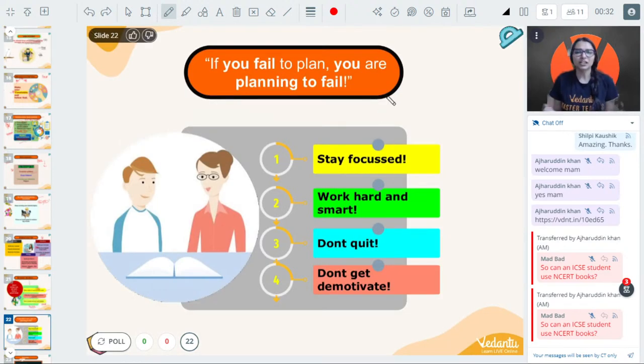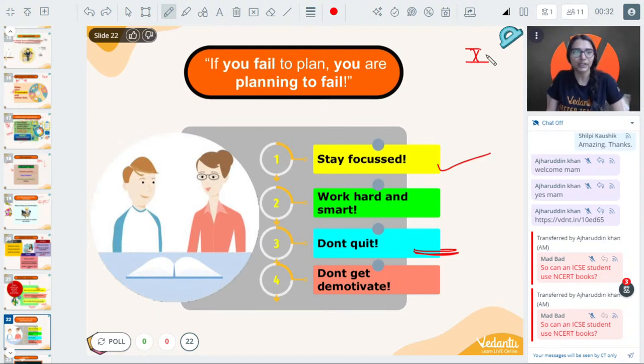Apart from that, agar fail ho gaye to kya hoga? Koi baat nahi. We will still stay focused, hai na? We will put more hard work in that. And the thing is that we don't have to quit at any time. So I just want to tell you guys, 10th class mein na bahut aisa time aata hai, you guys get demotivated, hai na? Just be ready for that, because you are entering into a boards class now for the first time. You should be excited for it.